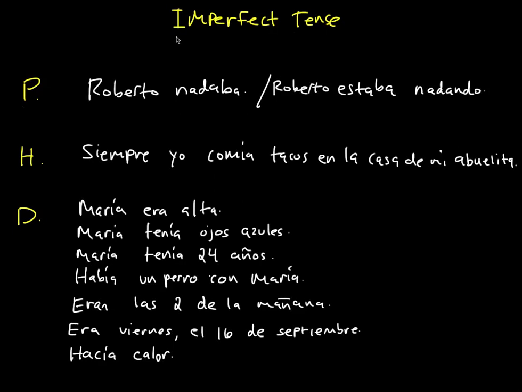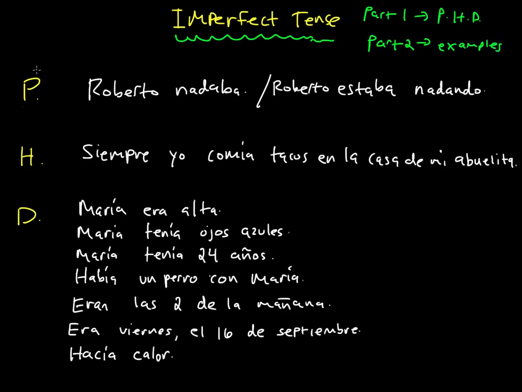Let's take a look at the imperfect tense again in Spanish. And we're going to call this video part 2. In part 1, the first video, we learned the meaning of PHD, okay? And so in part 2, just like the preterite tense part 2 video, we're going to take a look at some specific examples in Spanish.